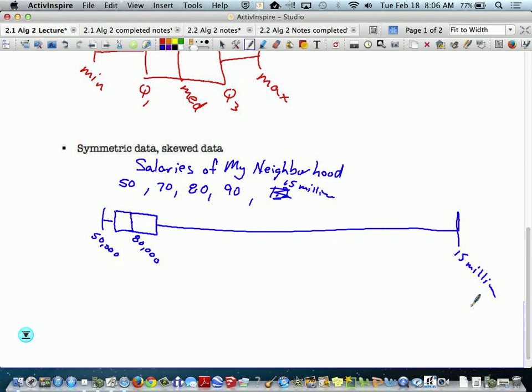what happens to the average when somebody like Kevin Garnett lives in the neighborhood? 15 million. Because without him in there, the average is $75,000. Now Kevin Garnett lives in the neighborhood. What happens to the average? Literally, somebody calculate that for me. What's the average? 50,000 plus 70,000 plus 80,000 plus 90,000 plus 15 million. I guess I can do it too.